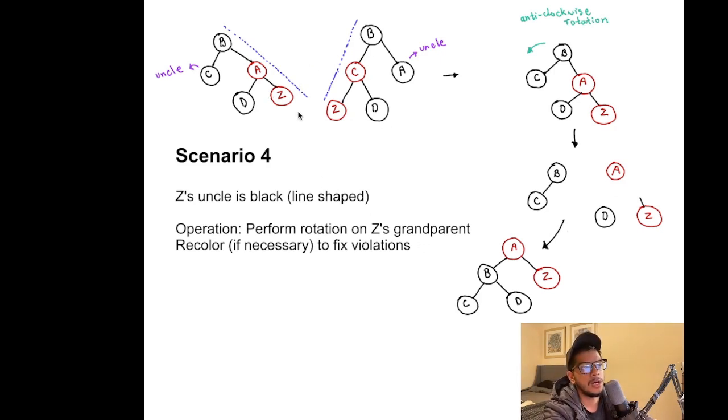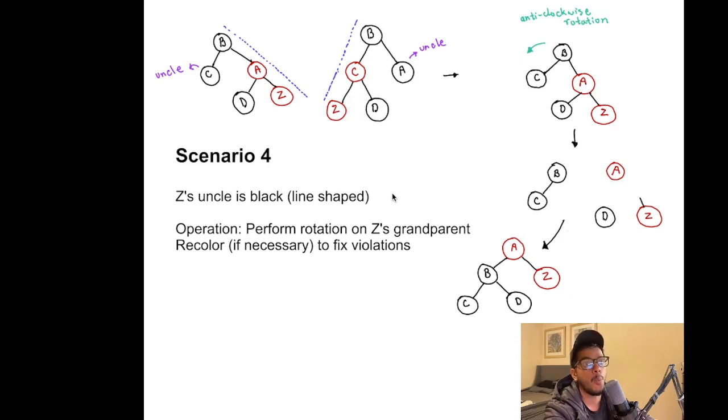So here we try to insert the element Z, and we see that the uncle of Z, in this situation, is going to be node C, and it's colored black, but also the arc shape is line shaped. Here as well, that's another variation of the same scenario, where we're trying to insert the element Z. The uncle of Z is going to be node A, and it also has a line shaped arc to the red black tree. Whenever we are in scenario 4, we are going to perform a rotation on Z's grandparent.